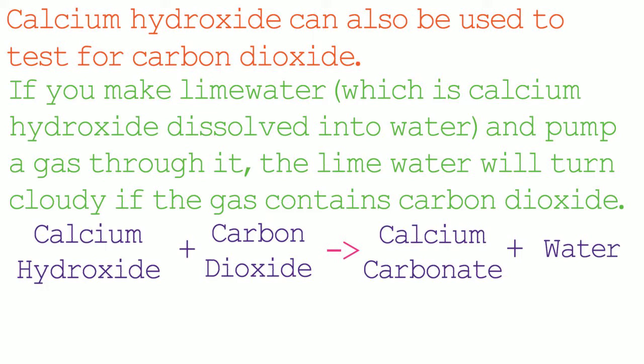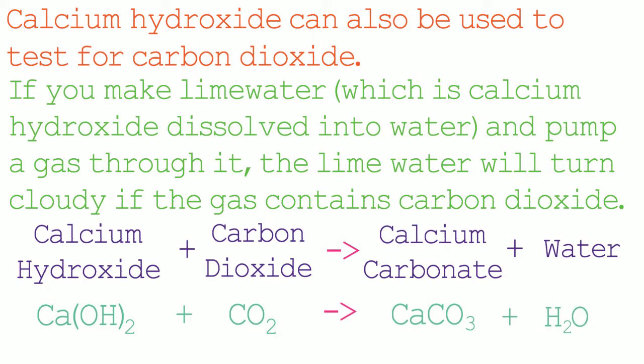So here we have the word equation. We have calcium hydroxide plus carbon dioxide, and these two will react to form calcium carbonate and water. And here is the symbol formula. Calcium hydroxide has the formula Ca(OH)2, plus CO2, which is the carbon dioxide, and these react to form calcium carbonate, which has the formula CaCO3, and water, which is H2O.